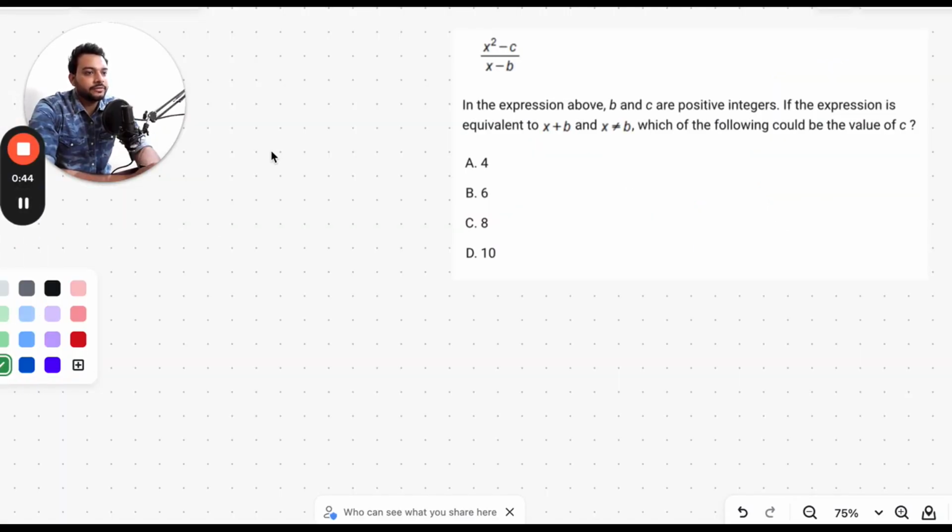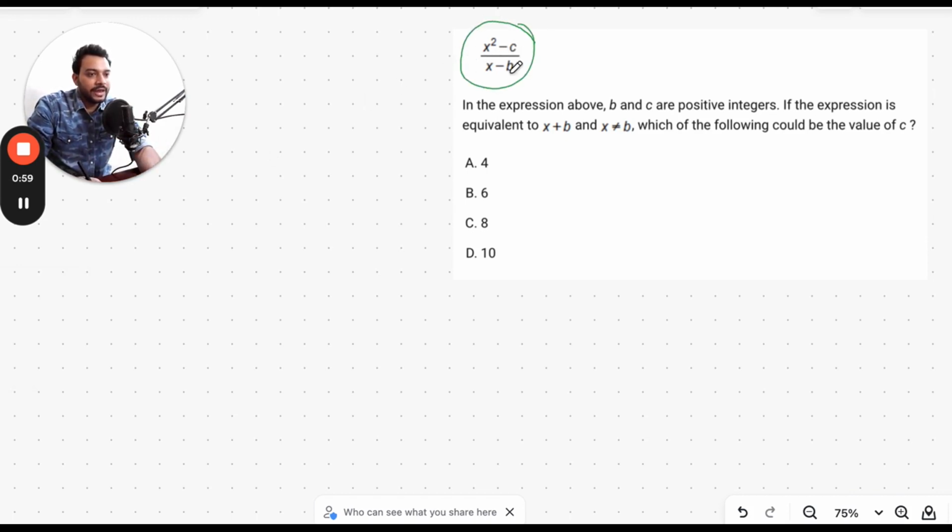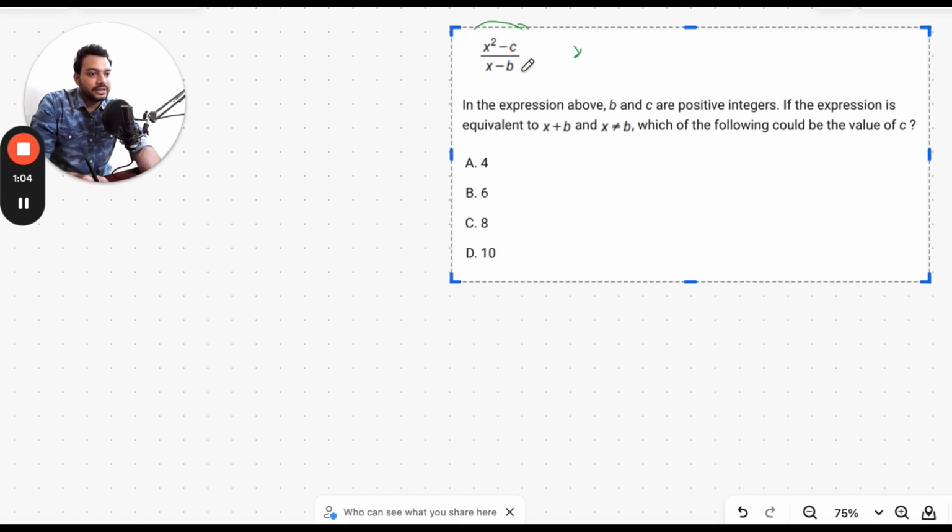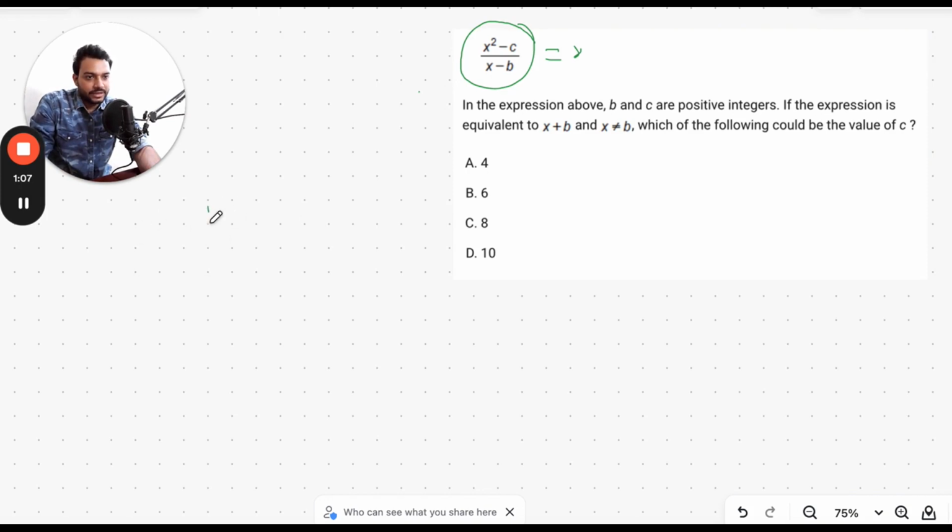So in the expression above, b and c are positive integers. If the expression is equivalent to x plus b, and x is not equal to b, which of the following could be the value of c? Okay, so we have an expression given to us, which is x squared minus c upon x minus b, and the question says this expression is equivalent to x plus b. So let's take a look at how we could do this. Let's try to simplify the expression from here.